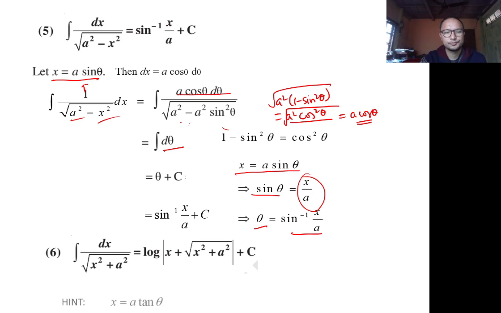Let's see one more. So then x square plus a square. So then you put x equal to a tan theta, and you try it out for yourself. So what is the golden rule?